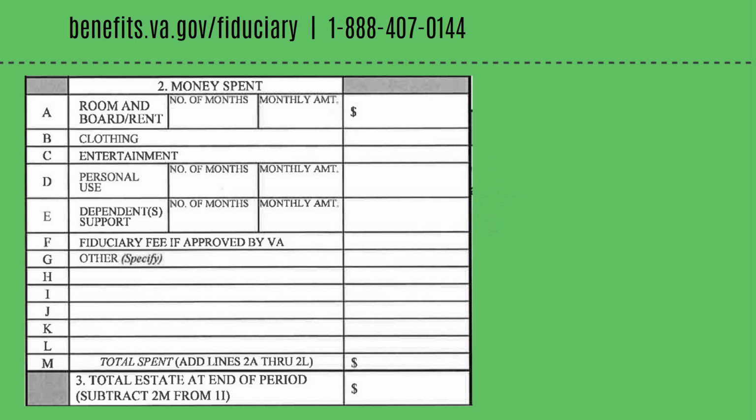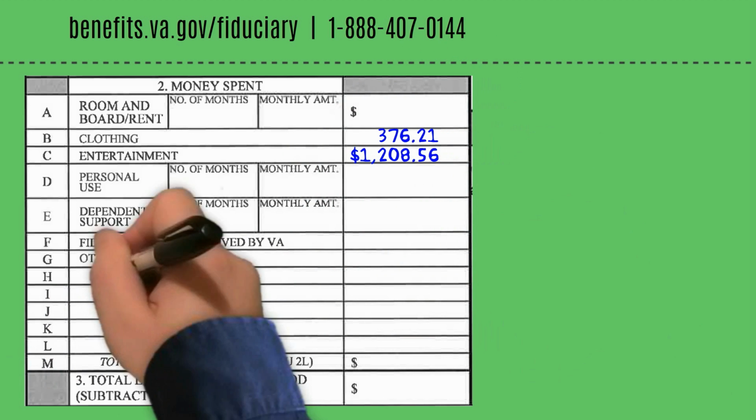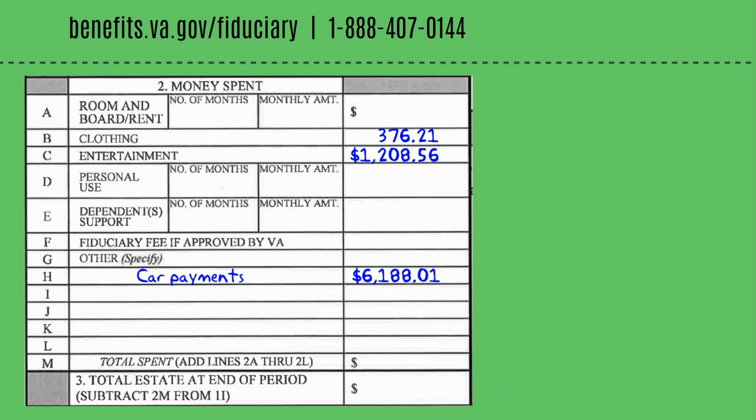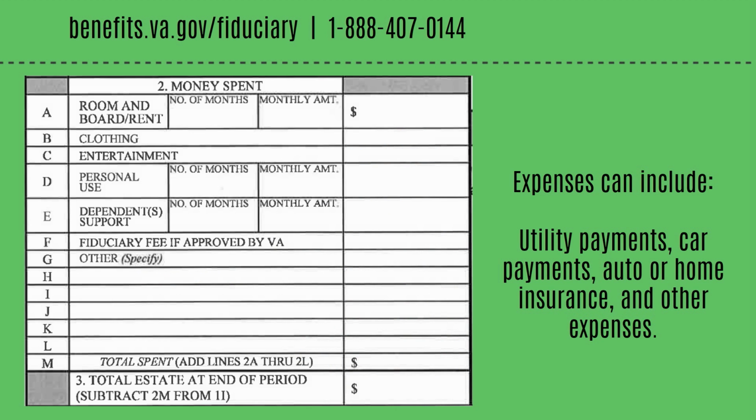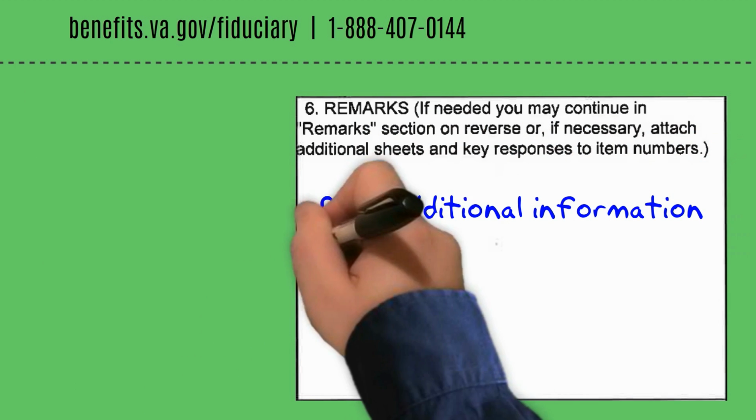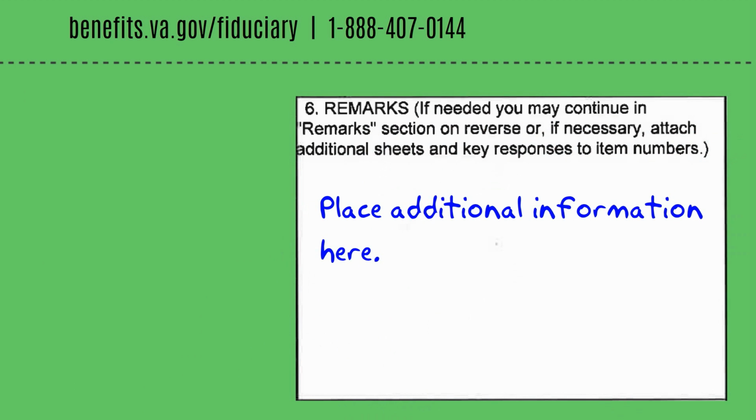Other sections include money spent for the year on clothing for the beneficiary, funds spent on entertainment, and other expenses. Make sure you comb through those bank statements and document any expense from the VA funds. Expenses can include utility payments, car payments, auto or home insurance, and any other expenses. This is also where you document any large one-time expense. As a note, make sure you also submit any receipts or additional information, especially for large purchases. If you need additional room, feel free to use the remarks section. There is additional room for remarks on the second page of this form.